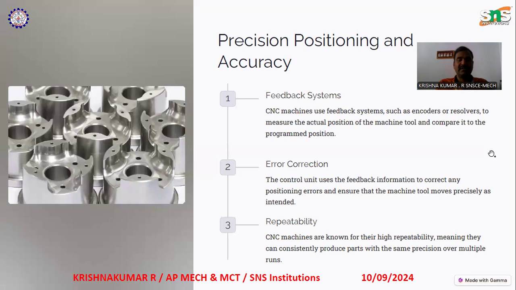Error correction. The control unit uses the feedback information to correct any positioning error and ensure that the machine tool moves precisely as intended. Repeatability. CNC machines are known for their high repeatability, meaning they can consistently produce parts with the same precision over multiple runs.